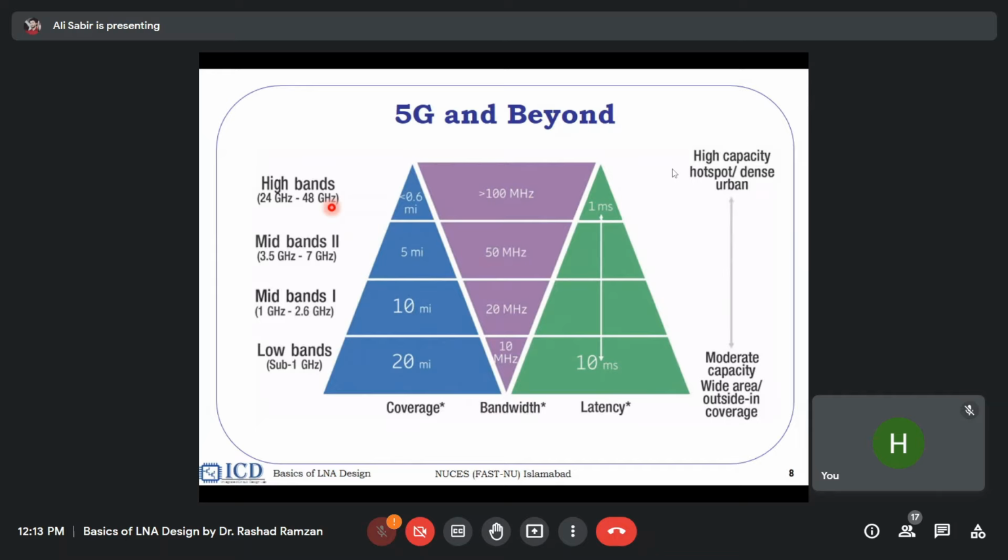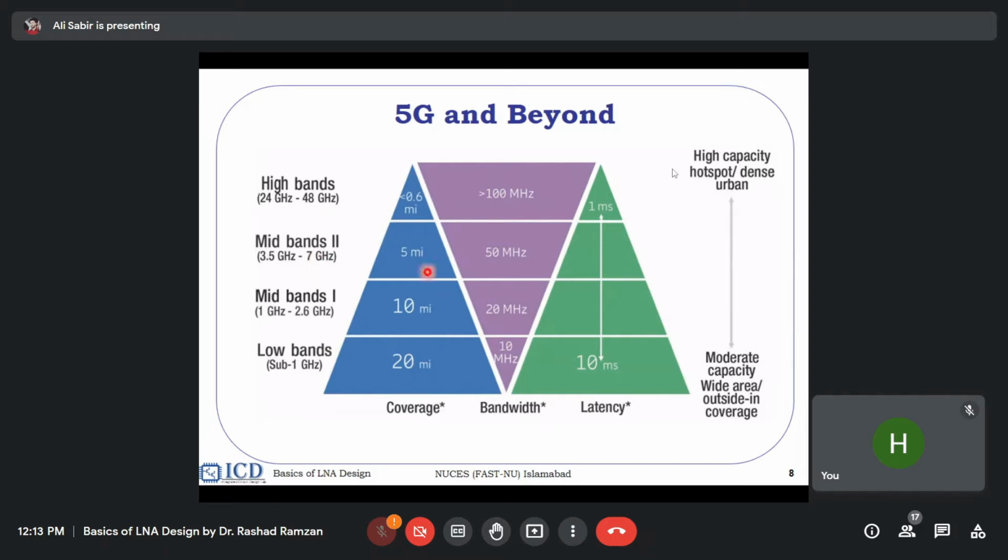So that's why in 5G, the major standard is defined by the sub 6 gigahertz frequency. But they have also introduced the higher bands, which are millimeter wave frequency, which can support a data rate of 1 gigabit per second, 10 gigabit per second, or even higher than that. So the trade-off between these are the low bands, mid bands, mid-band 2 and high band.